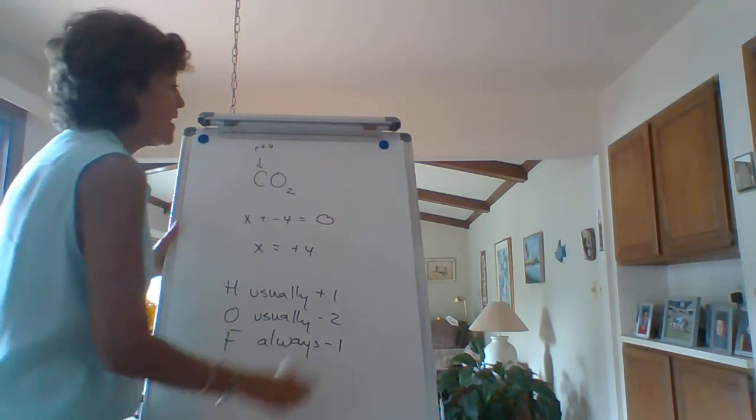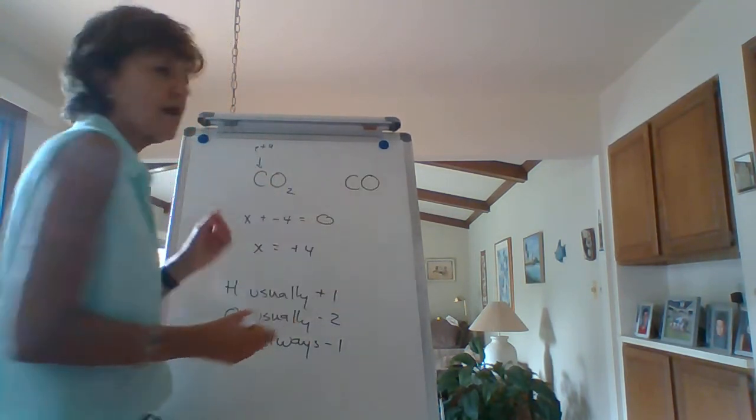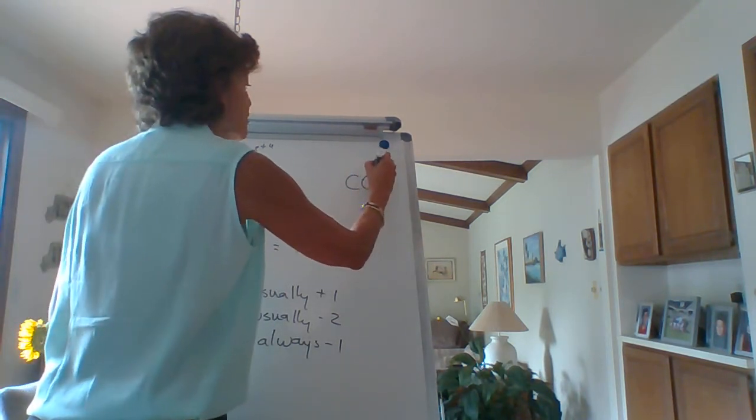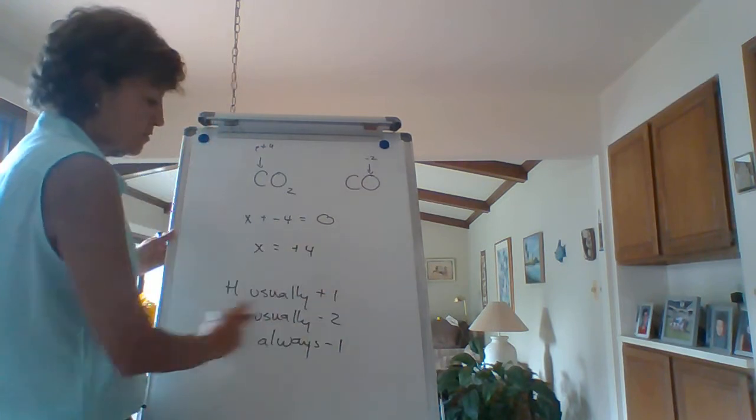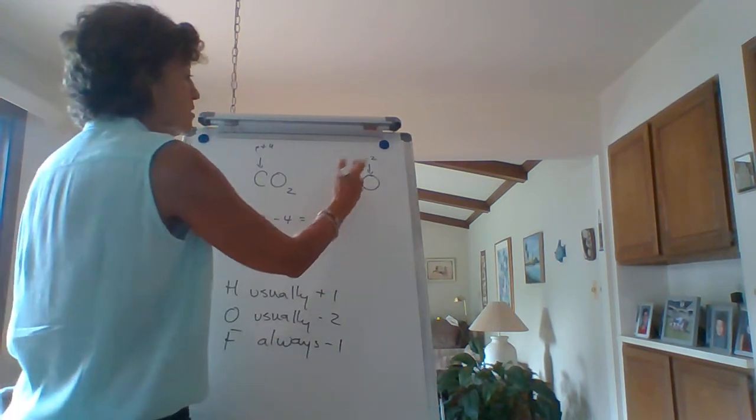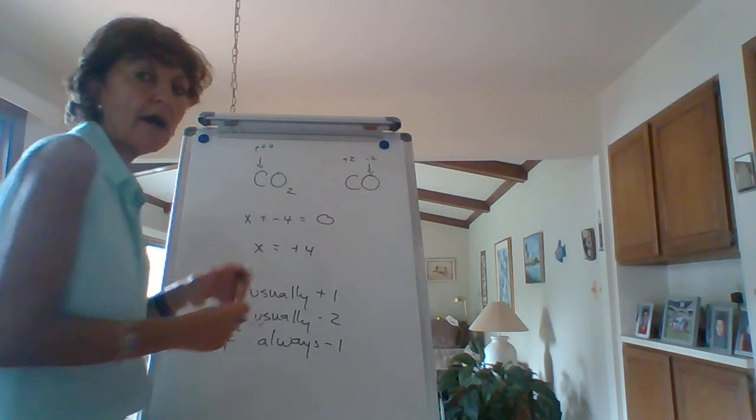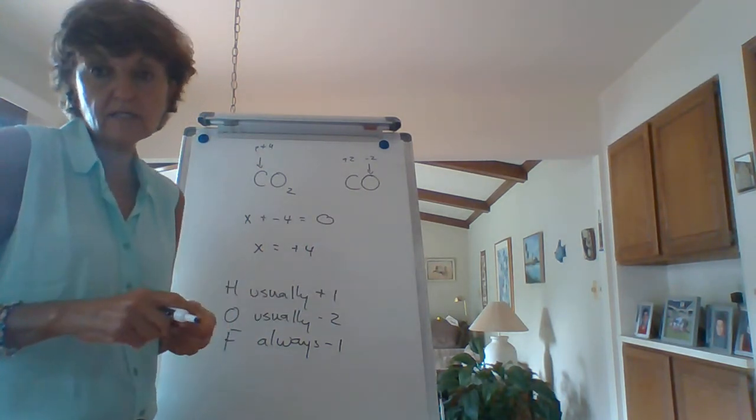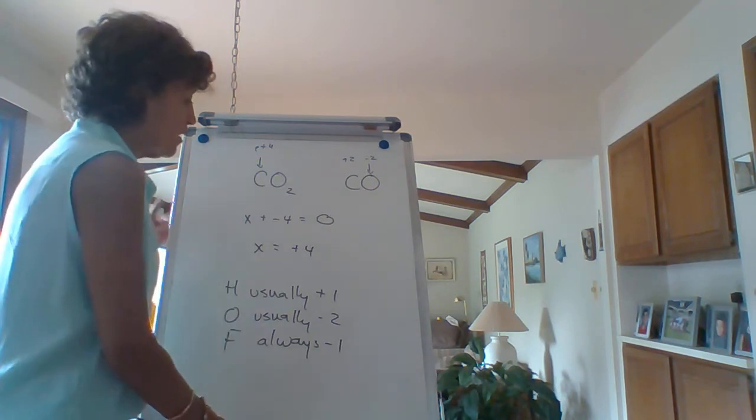Well, what if I had carbon monoxide, not carbon dioxide? Well, this oxygen is -2, according to this rule here. So this carbon must be +2. How did I know it was +2? Because the sum of the oxidation numbers has to equal 0. All right.